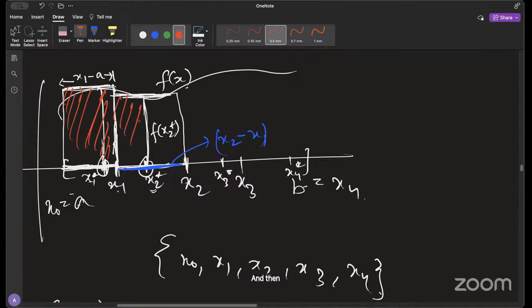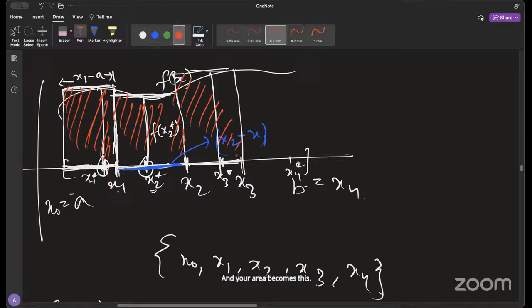And then this area. And we keep doing this for all of these. We do the same for this one. So this is your breadth. The height is this. So it becomes this, and your area becomes this. Same goes for this one. Your height is this, and your area becomes this.